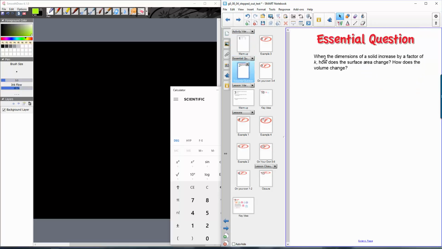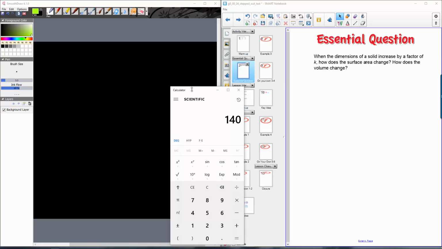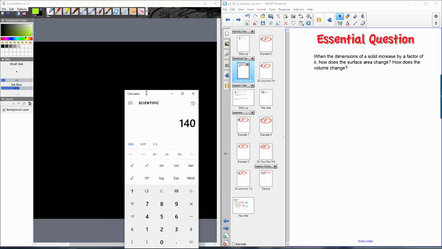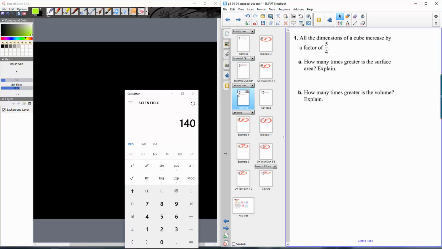And what we're doing today is we actually want to figure out when the dimensions of a solid increase by a factor of k, how does the surface area change and how does the volume change? So we have to know what exactly is going on whenever we have surface area and volume in terms of how many dimensions we actually have. So let's start with this one here.